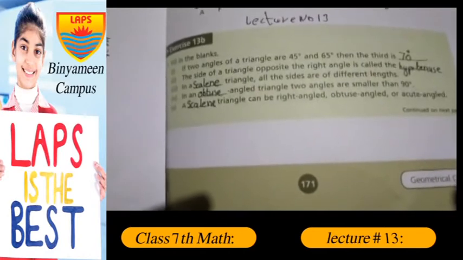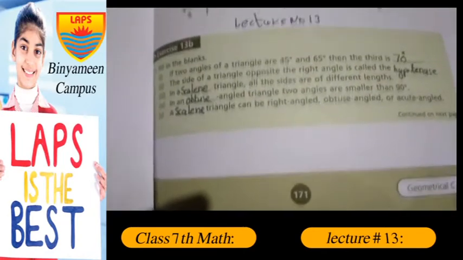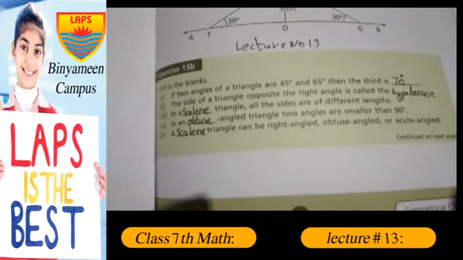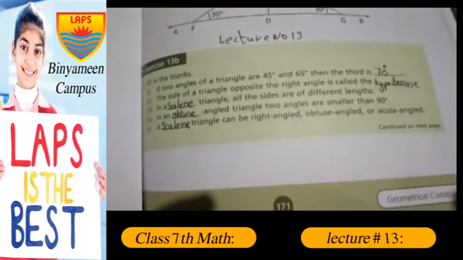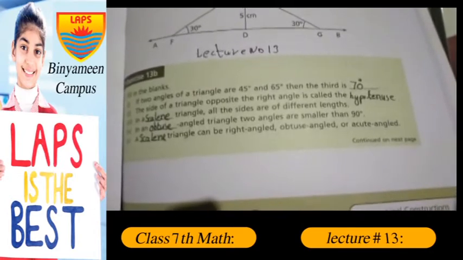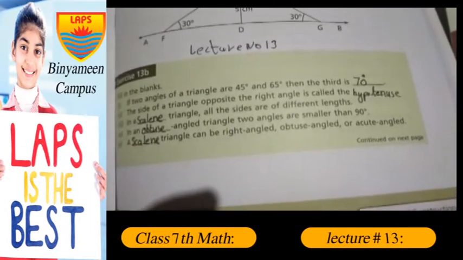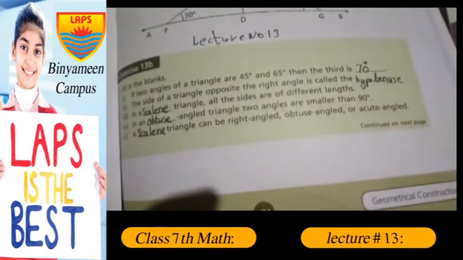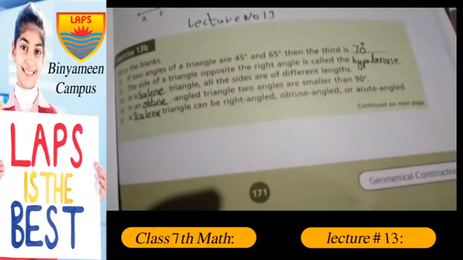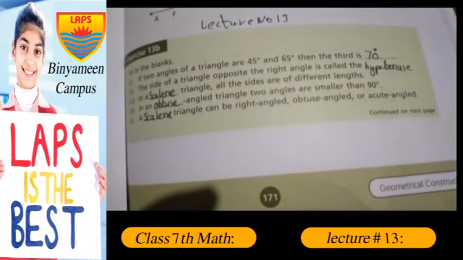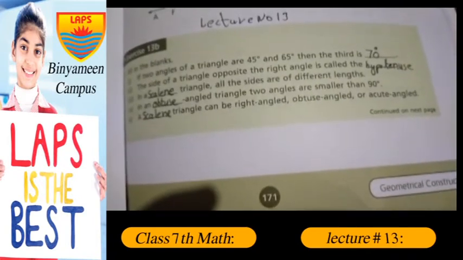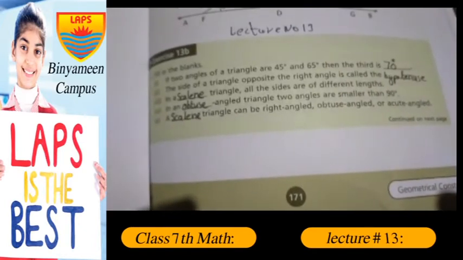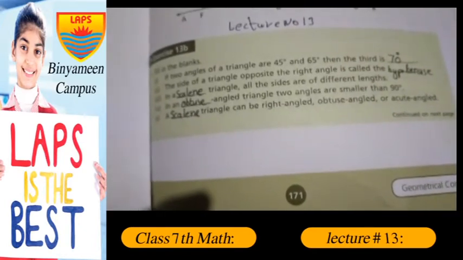Today I delivered a lecture on page number 171, lecture number 13, exercise 13b, filling the blanks. If two angles of the triangle are 45 degrees and 65 degrees, then the third is 70 degrees. Second, filling blanks, hypotenuse. Third, scalene. Fourth, obtuse. And fifth is scalene.